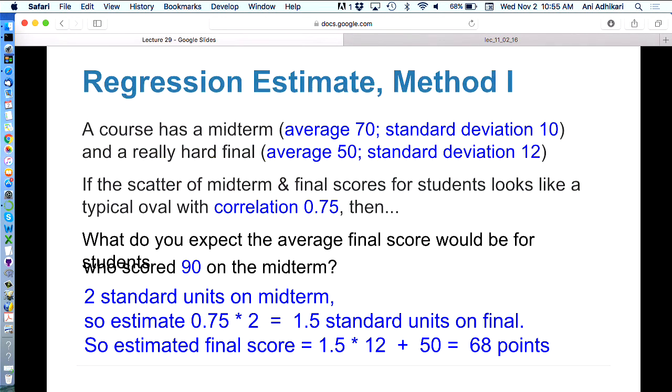How did I get 2 standard units? 90 is how many SDs above average? That's the question. So it's 20 points above average for the midterm. The midterm average is 70. Two variables, so you've got to pick the right average. This happens all the time, by the way: people doing these calculations in a rush, picking off the wrong variable. Just keep your variables straight. Okay, more questions? Right. So we will now work in the original units.